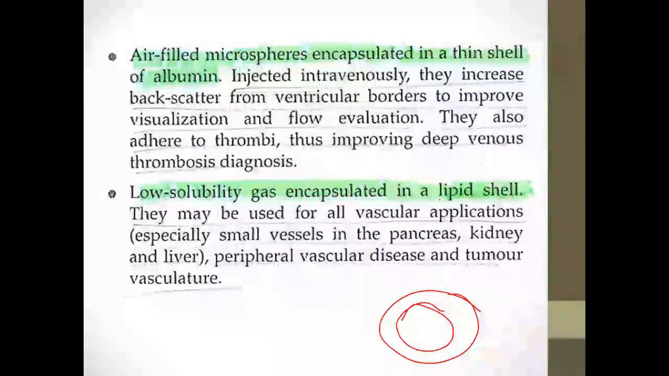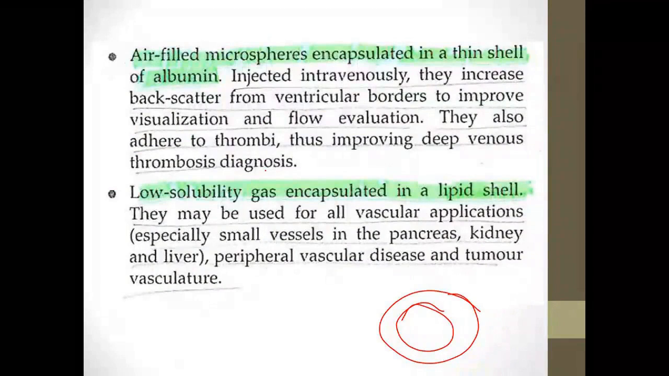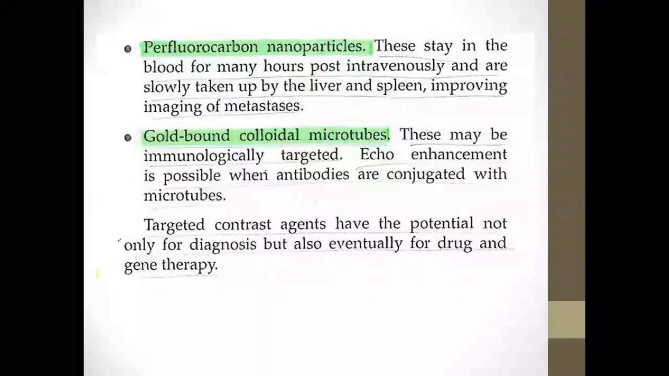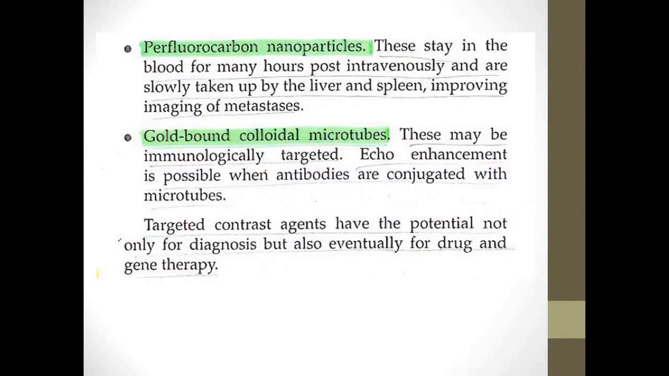I might have gathered this from the Airford microsphere and lucellability, gas encapsulated within a lipid shield, which have different applications. They are used in vascular applications such as the pancreas, kidneys, liver, and tumor vascularization. For example, the air fluorocarbon nanoparticles are preferred to remain for hours after the intravenous injection, and they undergo washout from the liver and from aspirin, which improves imaging.